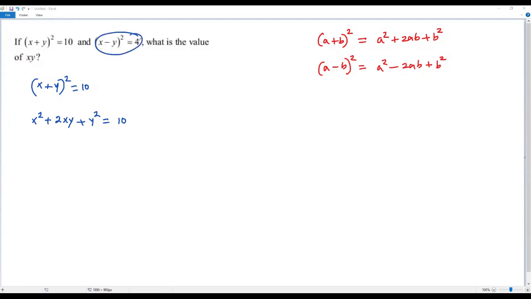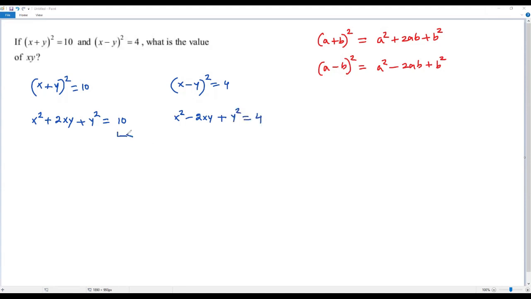Let me take the second equation, that is (x − y)² = 4. Here the square of the binomial is in the form of (a − b)². Now to get the expansion of this one, we can consider the trinomial over here. So we plug in x for a and y for b in this trinomial to get the expansion. Then I'm getting x² − 2xy + y² = 4.